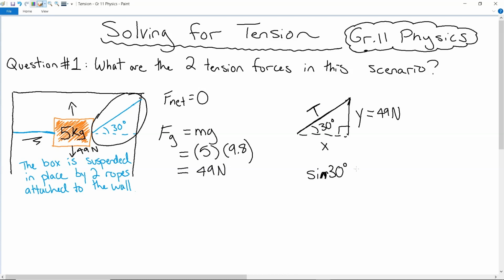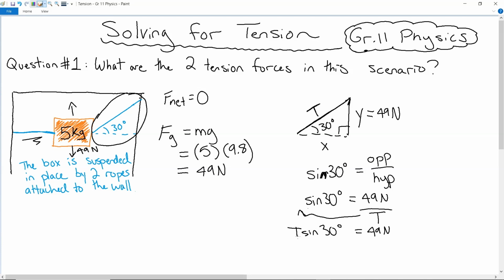So when we take a sine of an angle, we need the opposite over the hypotenuse. And in this case, our opposite side is known. We know it's 49 newtons. And we are solving for our hypotenuse, which is tension. So I'm just going to rearrange the equation to solve for tension. So T is going to go here because I'm going to multiply both sides by T. And then I'm going to rewrite my equation.